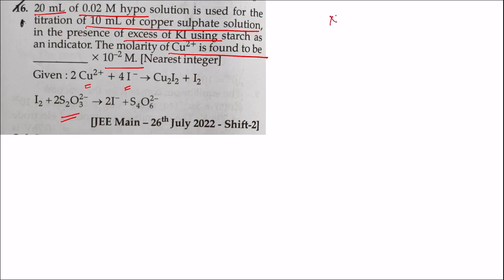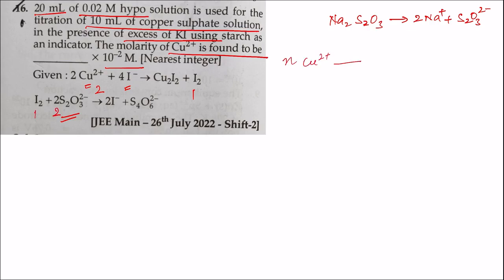Formula for hypo is Na2S2O3, and this ionizes as 2Na plus and S2O3 2 minus. Now, as can be seen from the balanced ionic reaction, 2 moles of Cu2 plus ions react with 4 moles of iodide ion and give 1 mole of Cu2I2 and 1 mole of iodine. So 2 moles of Cu2 plus ion give 1 mole of iodine. This 1 mole of iodine then reacts with 2 moles of hypo.